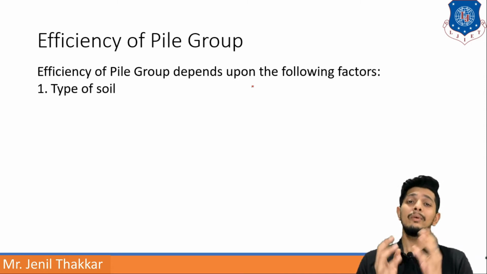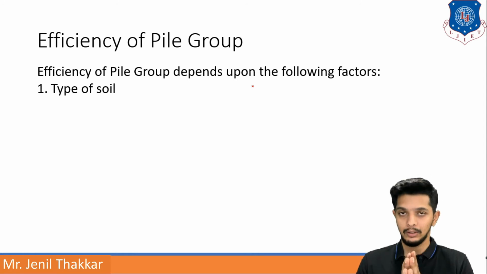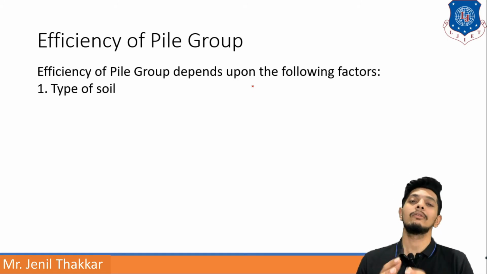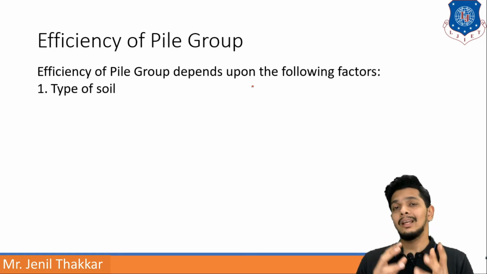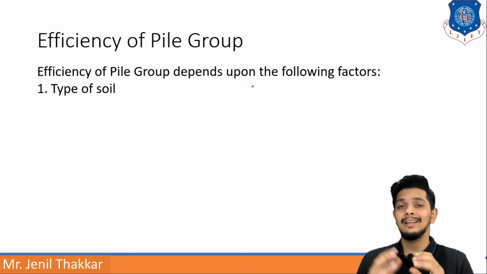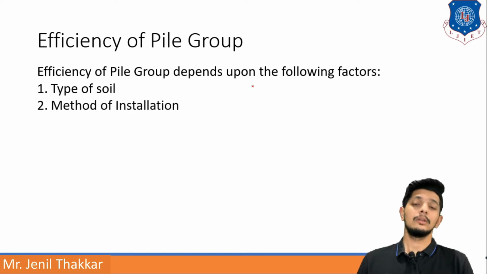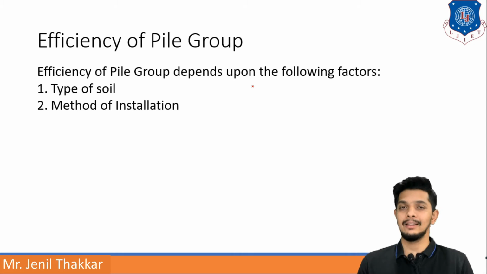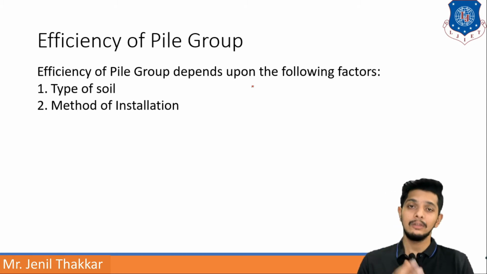According to which type of soil the pile group is laid in, the pile group efficiency will depend on it, because in loose soil there will be lesser efficiency, and in hard soil there will be more efficiency. There are chances of efficiency getting lesser also. Method of installation. How you install your piles, or what method is feasible at your place, is also a factor affecting the efficiency of the pile group.